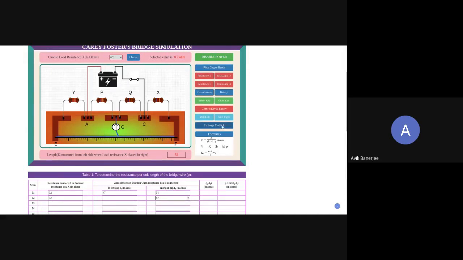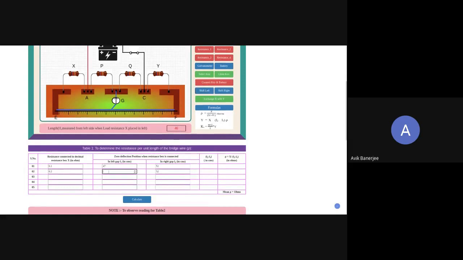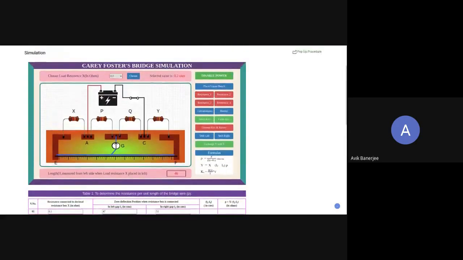Then we'll exchange Y with X, and we see that it is showing 46. Do not rely on these readings, in an actual case it may not come like this, that is natural. This is to give you a feel of the experiment.